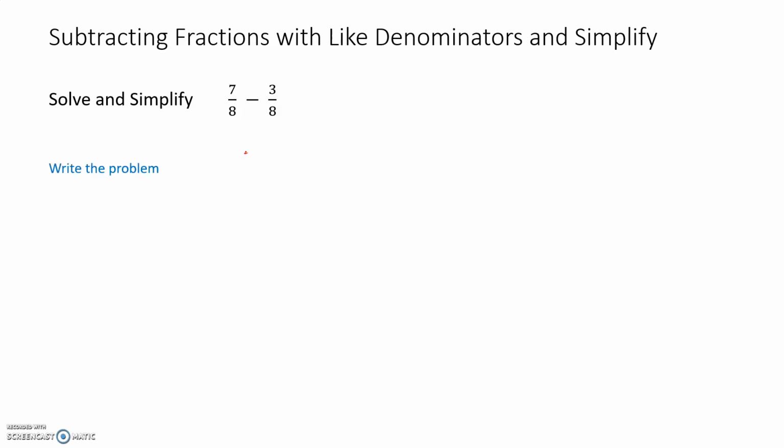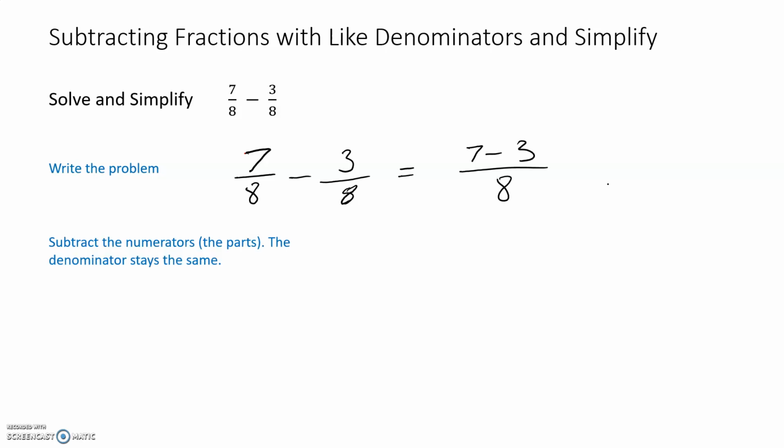So 7/8 minus 3/8, okay, which is the same thing as 7 minus 3/8. Now I'm going to subtract, so I have 7 minus 3/8 equals 4/8, okay, and now simplify the answer.